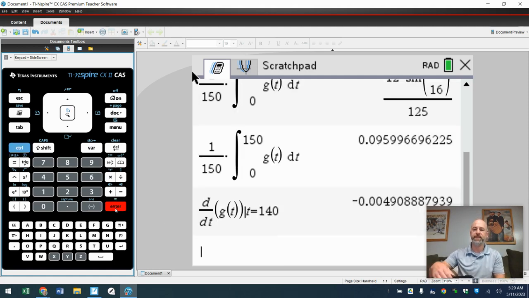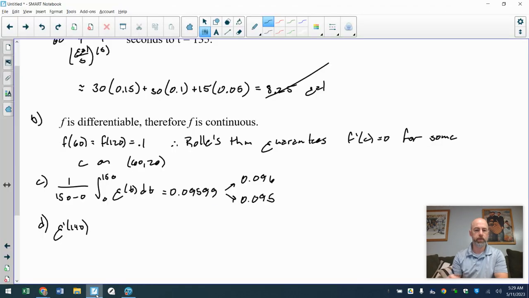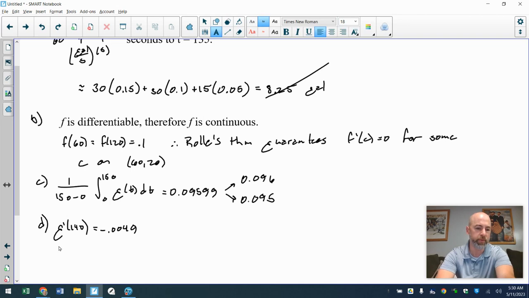So g prime of t is negative 0.0049, which you can write as negative 0.005 or negative 0.004. They do ask for an interpretation. So I try to keep my interpretations as straightforward as possible. G prime was a negative value. That means that the function of G will be decreasing. So my interpretation is essentially that the function G decreases, but we have to be a little bit more specific.